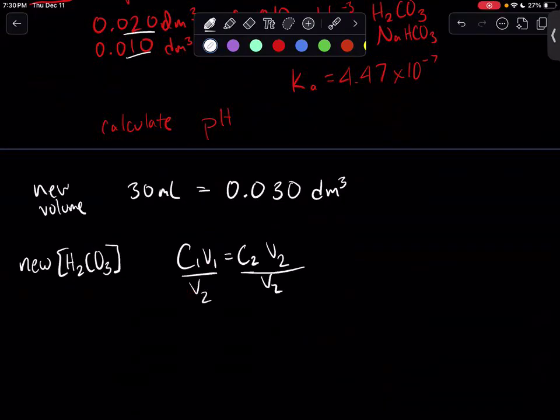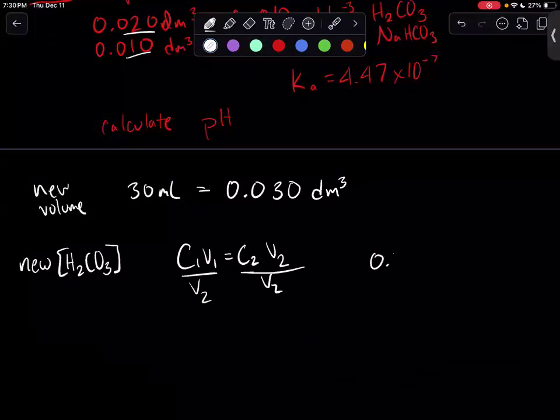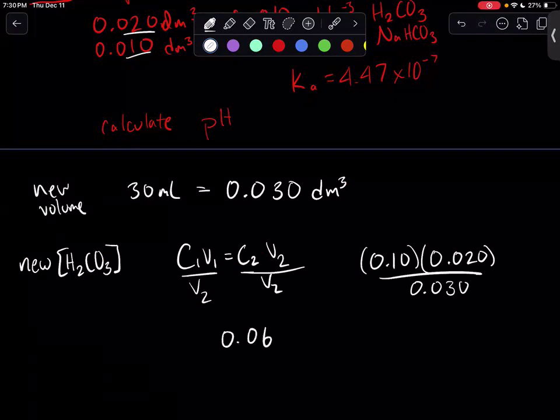And we'll find that if we take our original concentration, 0.10, multiply it by our original volume, 0.020, divide by our new volume, 0.030, we'll get our concentration equivalent to 0.0667 mole per decimeter cubed.